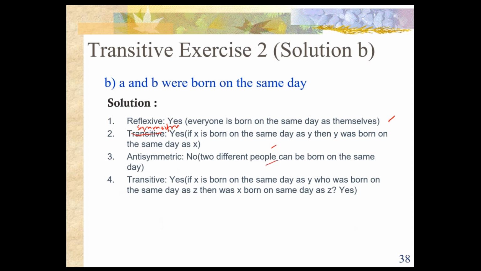It is not anti-symmetry because anybody can be born the same day. It's not like I'm born on 31st of August, then you cannot be born on the 31st of August. So it's ridiculous, right? So it's not anti-symmetric.